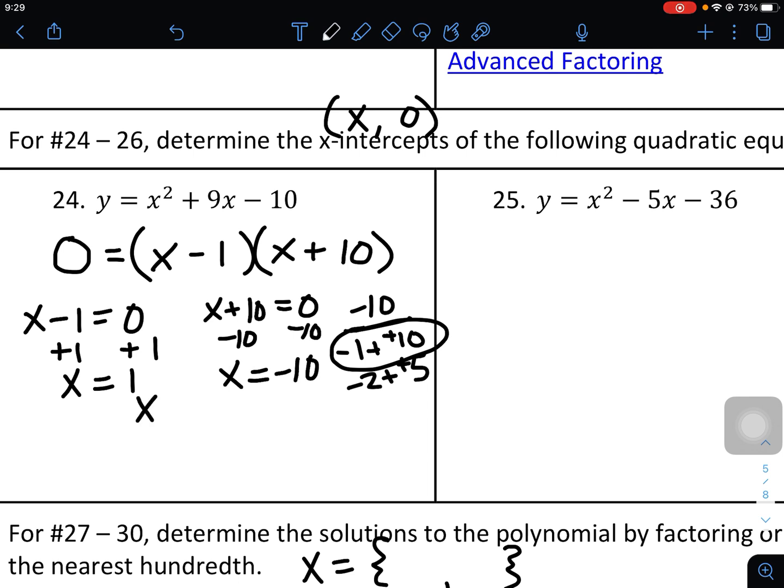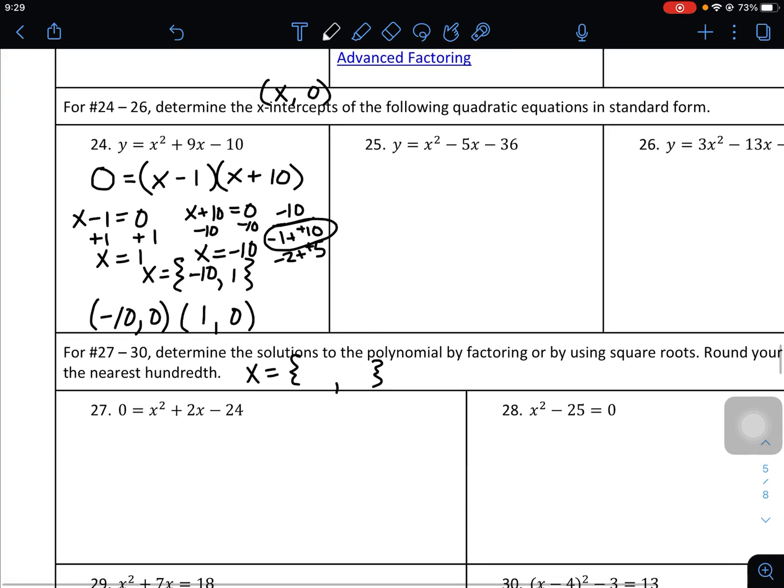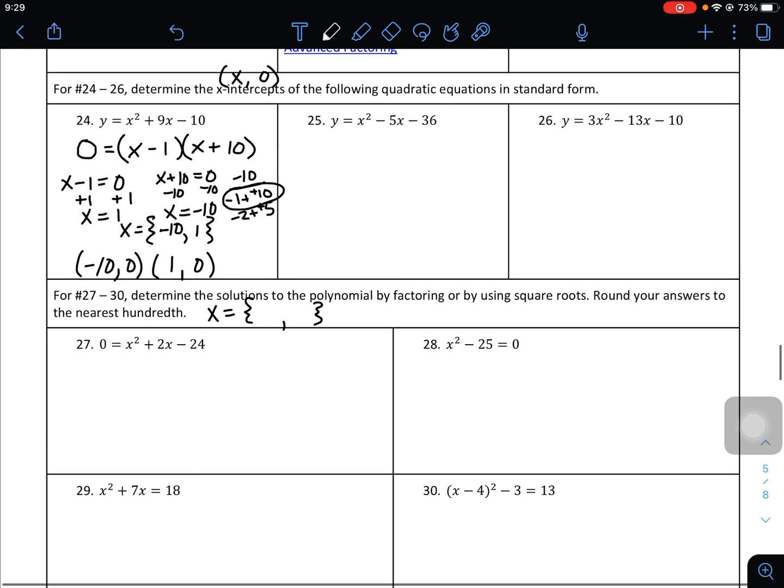So again, if I wanted solutions, we would write it like this: -10 and 1, but we were asked for x-intercepts, so we're going to write -10 comma 0 and 1 comma 0. The process is exactly the same when you're solving for the solutions, but you don't have to write your answers as ordered pairs.